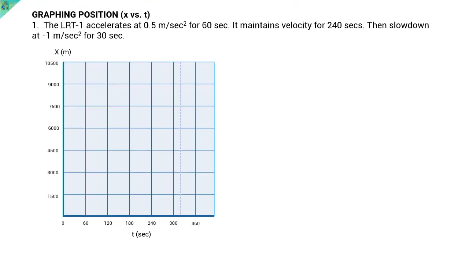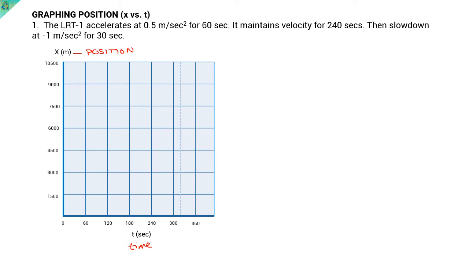Okay, let's start. For our first example, we have graphing position x versus t, which means that we are now to describe an object moving or changing its position throughout time. So, paano siya nagbabago ng posisyon throughout time?